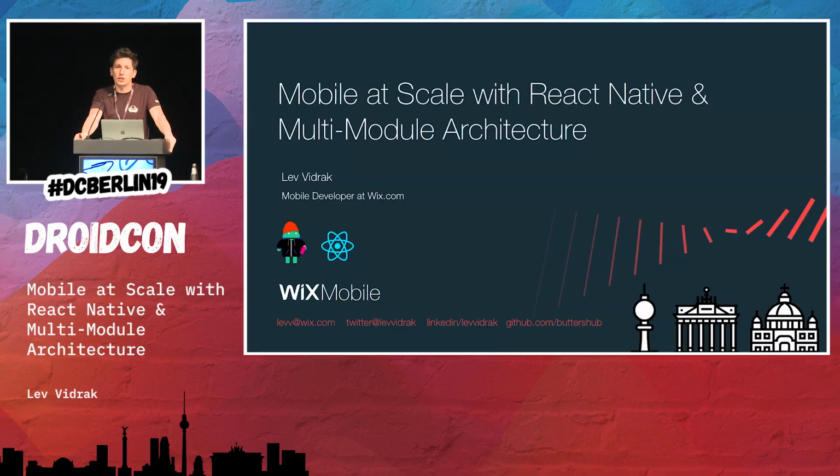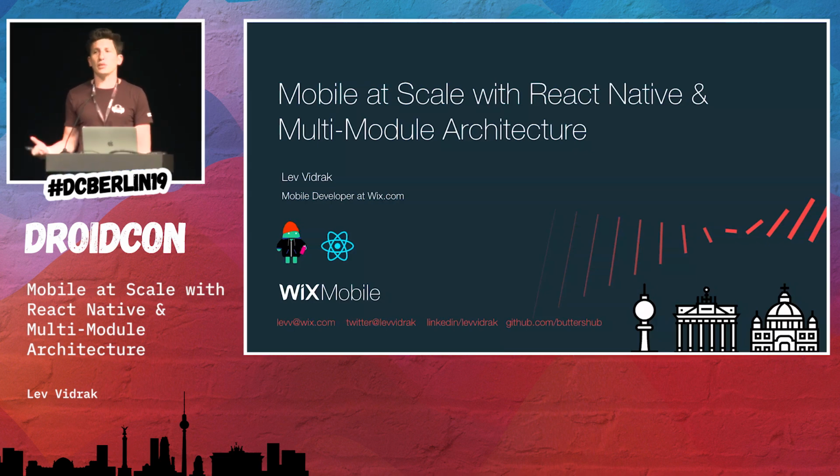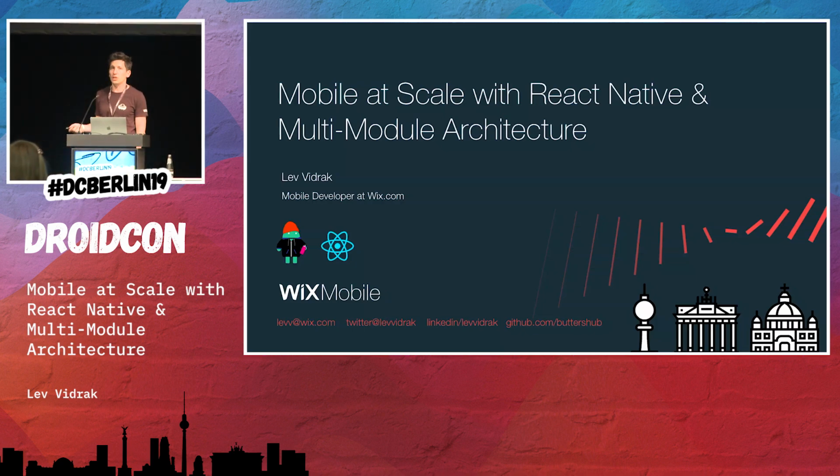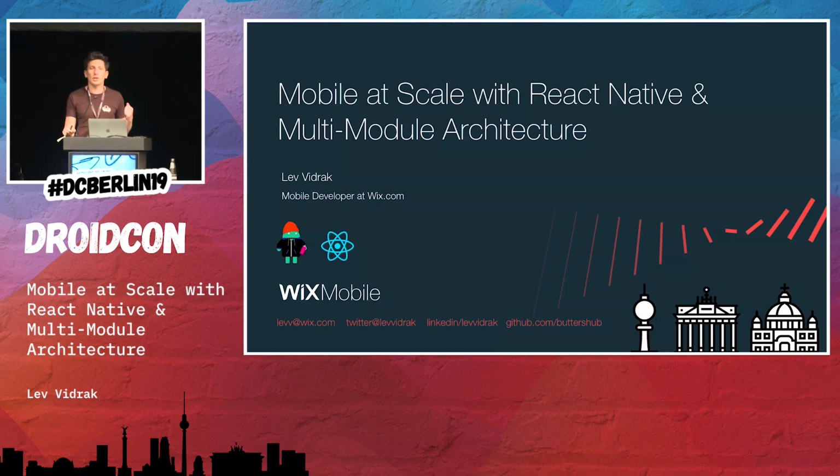Today we are going to talk about building a scalable mobile application with a modular architecture. We will start from defining what a scalable mobile application is, to understand what we want to achieve. After that, we will go through the story of Wix, and I will explain how at Wix with React Native we achieved the architecture that enables each one of the 80 mobile developers to work almost independently.